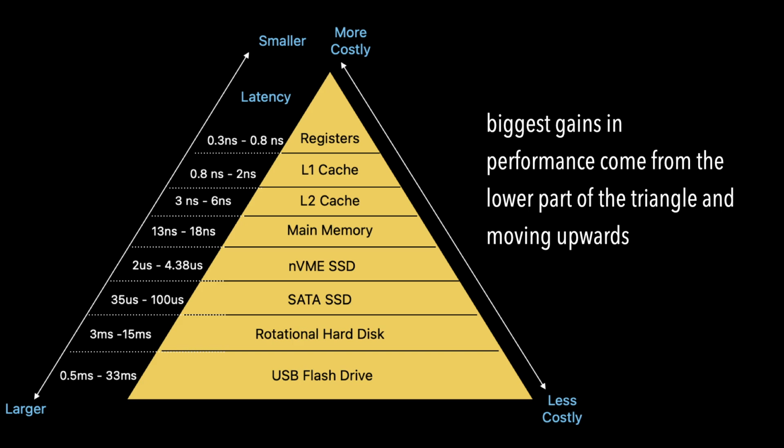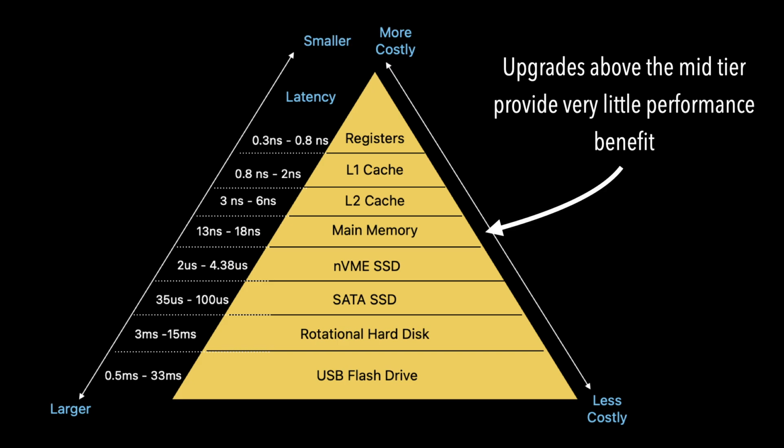As you go up, you pay a lot more if you want to upgrade things like cache memory, because that comes with your CPU. The general rule here is once you get to the middle of the triangle, upgrades above that line are generally providing very little performance benefit.